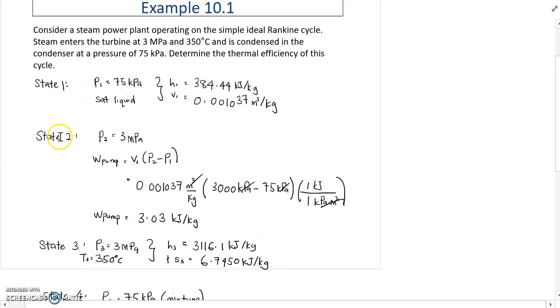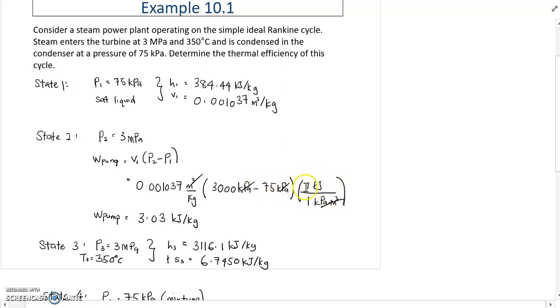So state 2, okay, P2 equals 3 MPa. So your pressure increases after the pump. We can calculate the work of the pump using this formula, V1 (P2 minus P1). Your V1 is 0.001037. P2 is 3 MPa, convert it to kilopascal, minus 75 kilopascals.